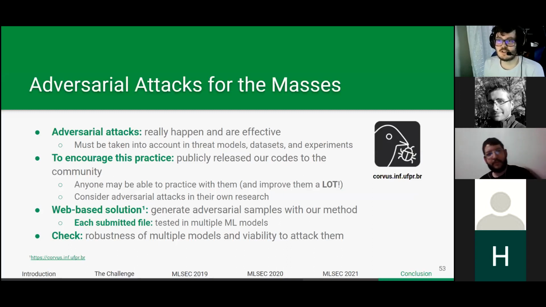So finally, let's conclude our work. As noticed in our experiments, adversarial attacks really happen in malware detectors, and they are very effective. They must be taken into account in threat models, datasets, and experiments. To encourage this practice, we publicly released our code to the community. Anyone may practice with the tools and also improve them, please. Anyone can also consider adversarial attacks in their own research. We also released a web-based solution to generate adversarial samples with our method and test them against multiple machine learning models to check their robustness and the viability of attacking them.